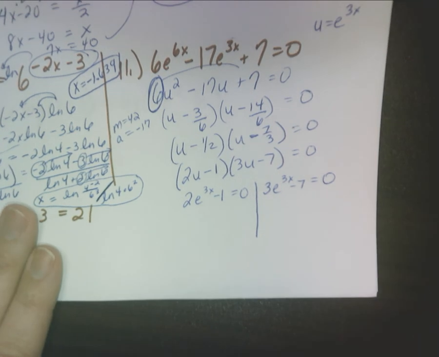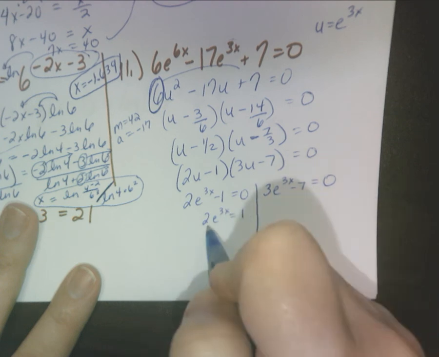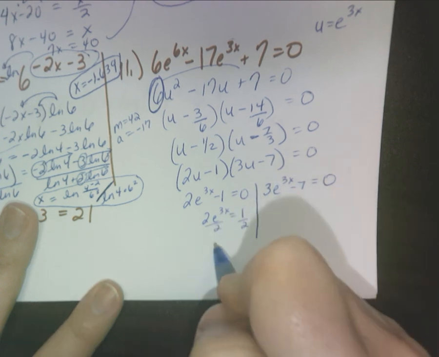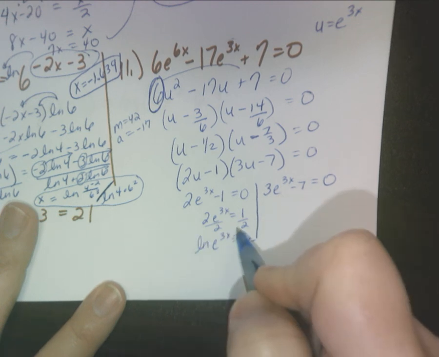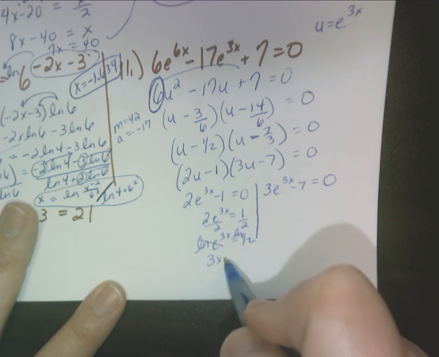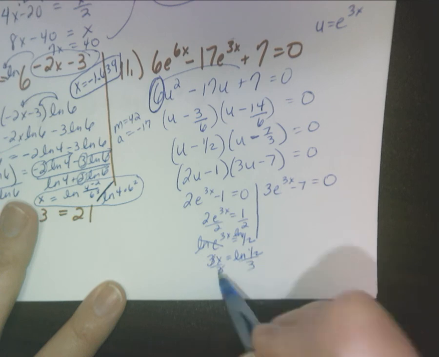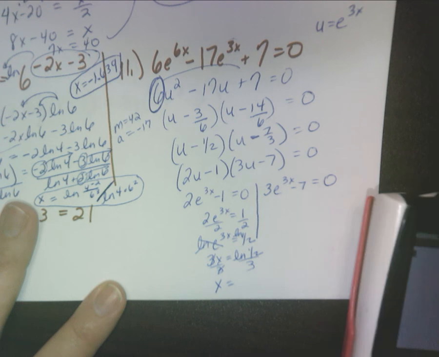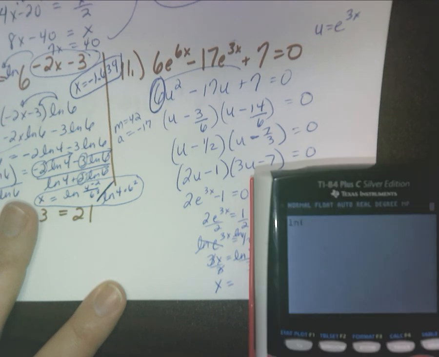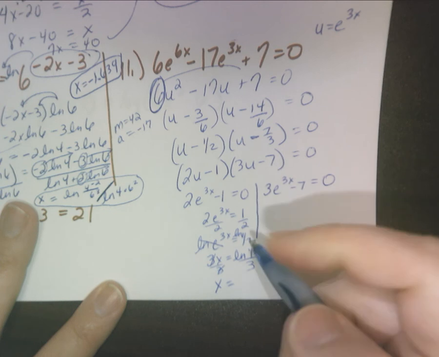And then let's solve this. So 2 e to the 3x equals 1. Divide by 2. E to the 3x equals 1/2. Take the ln of both sides. 3x equals ln of 1/2, and then divide by 3. And so that would be the exact answer. Let's find out what the decimal answer is. The ln of 0.5, and then divide that by 3, negative 0.231.